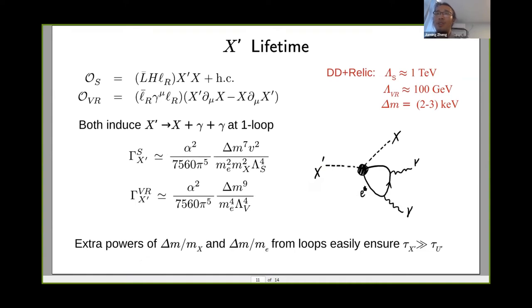The lifetime is less of an issue for the other two operators because these operators do not couple dark matter to the left-handed neutrinos. And the dominant decay channel in this case is the two-photon decay, which is obtained by closing the electron loop from this effective operator and then by attaching two photons to the electron loop. So this loop induces more suppressions due to the extra powers of mass gap over dark matter mass and mass gap over electron mass in the decay rates. And eventually it will render the lifetime of the heavier component much larger than the age of the universe by several orders of magnitude.